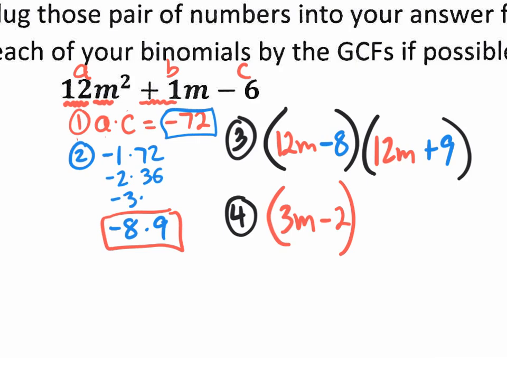Now let's look at the other binomial. What could I magically divide both of these by? 3. So if I magically divide both of those by 3, it'll become a 4m plus 3. And guess what? We're done.